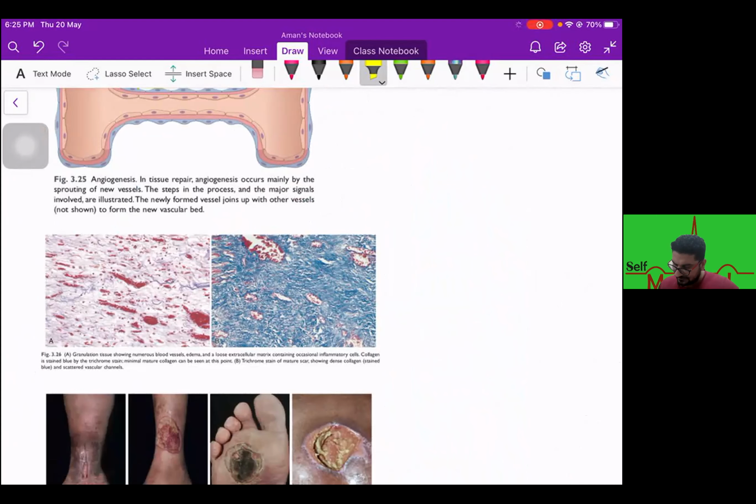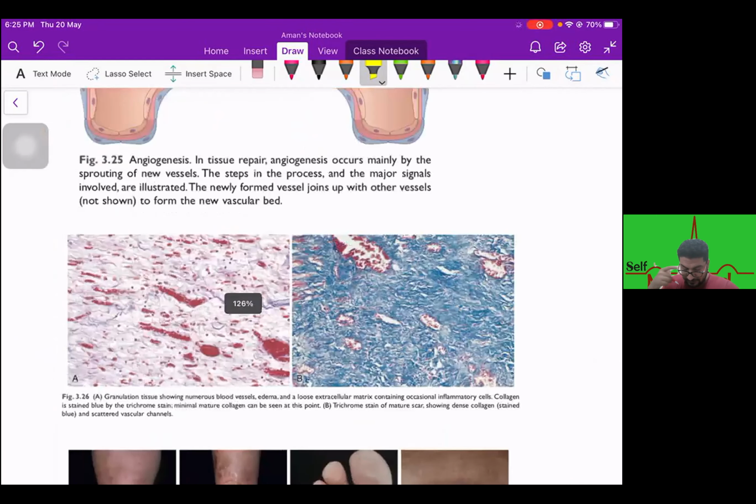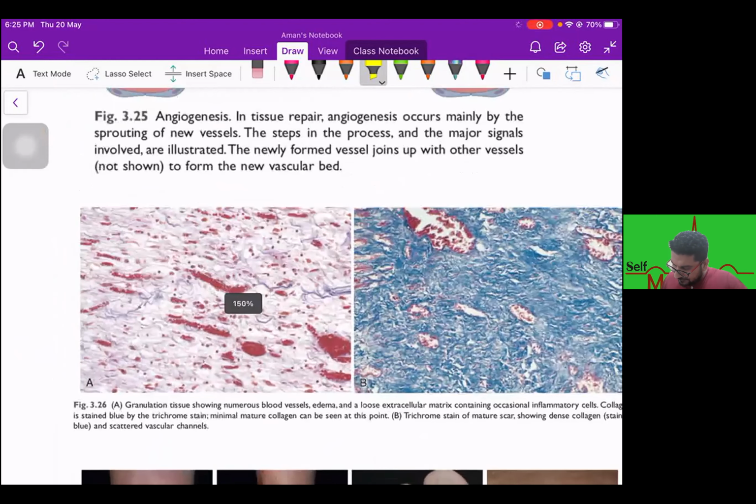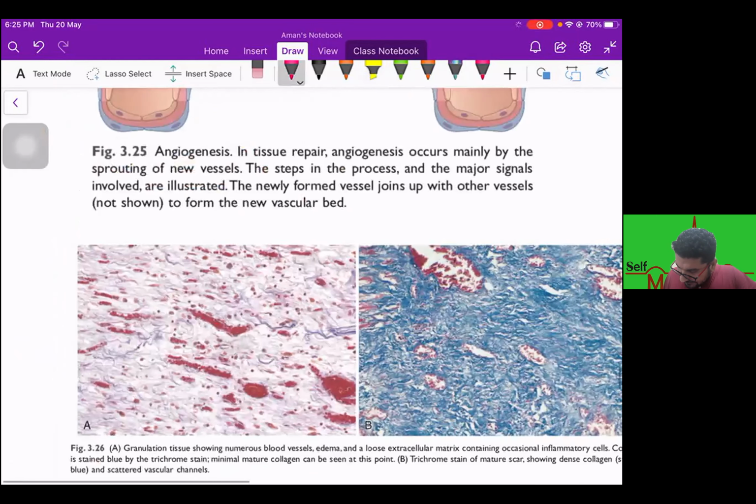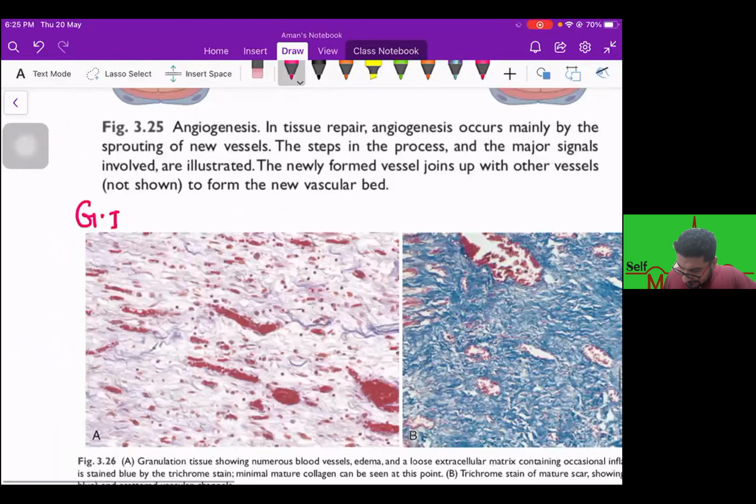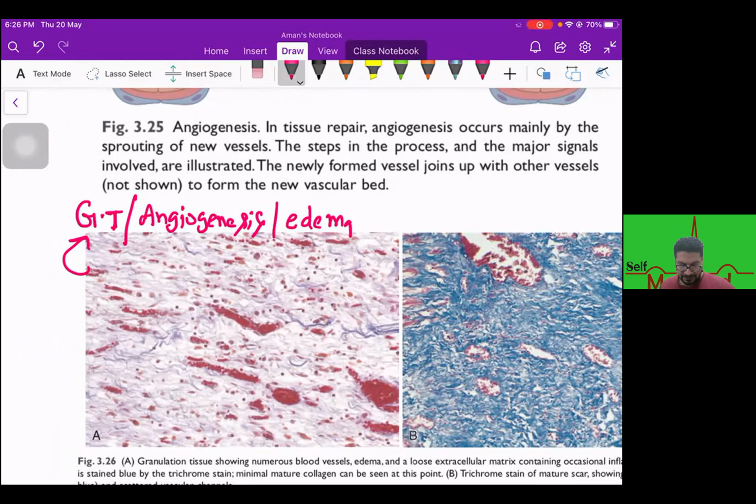So understand this. You can see a lot of granulation tissue here. I'm writing, you can see the granulation tissue. And along with this, you will notice a lot of blood vessels, that is angiogenesis, and you will see some edema. So these all are features suggesting that this is inflammation that is now in a healing phase or chronic phase.